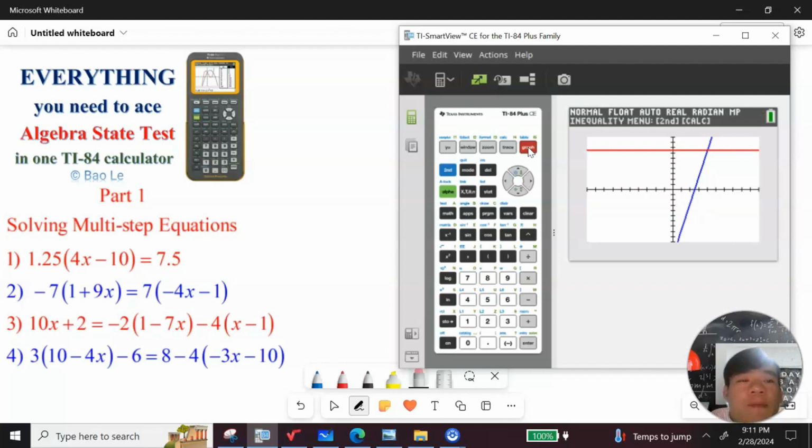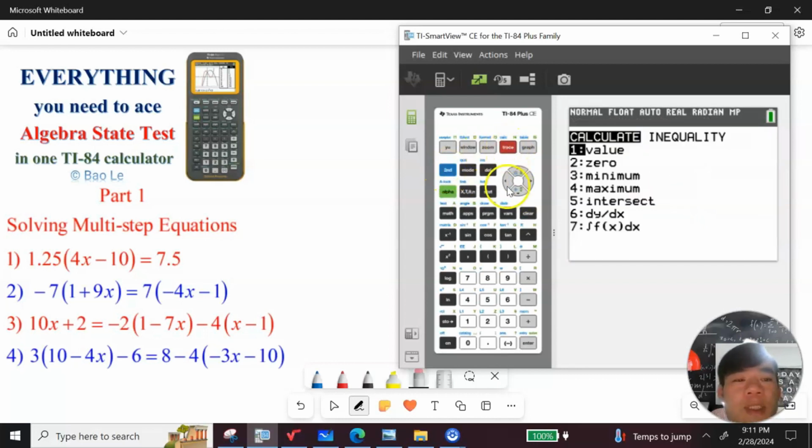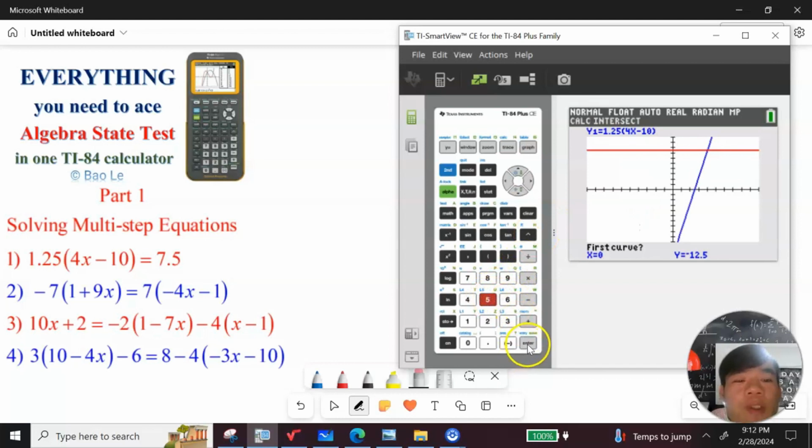Okay, so after you hit graph, you will see that two lines intersect at a point right here. This is your solution. So you hit second trace, and now you hit number 5. This is intersect, number 5. Now what you need to do is hit enter 3 times.